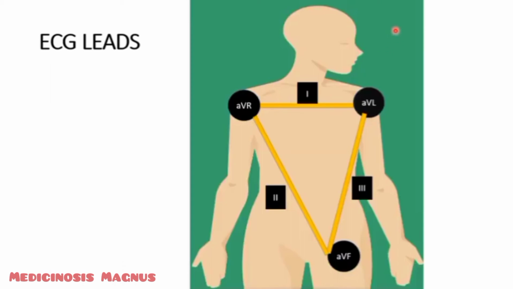Now let's see some special leads. There are bipolar leads, lead 1, 2 and 3. Bipolar means 2 poles. Lead 1 has 2 poles, AVR and AVL. Lead 2 has 2 poles, AVR and AVF. Lead 3 has 2 poles, AVL and AVF. These are just the potential difference of 2 leads, so they are called bipolar leads. All other leads are unipolar leads.